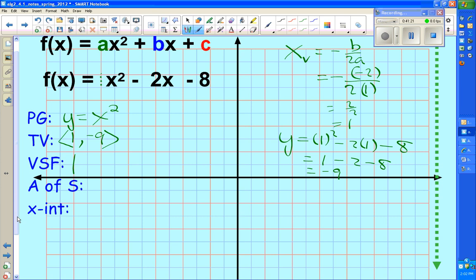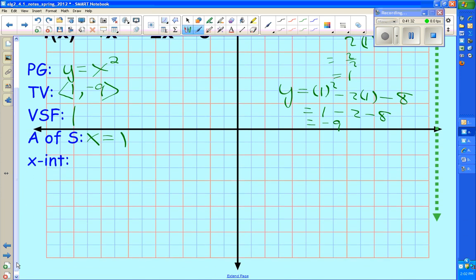All right? Axis of symmetry has to be x equals 1. Has to be. So if we're going to graph this, we're going to start at 1, negative 9. 1, 2, 4, 6, 8, 9. 1, negative 9, way down here. Parent graph, right 1. In this graph, we're going to go right 1.